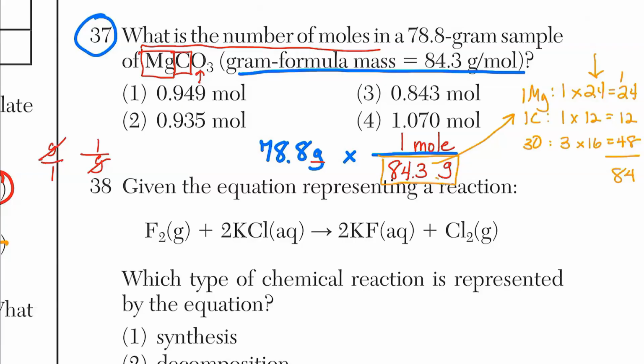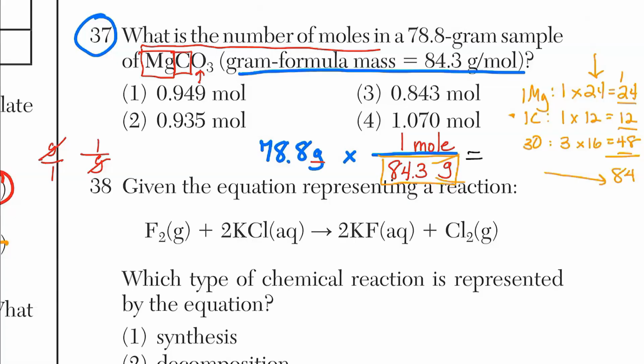The reason why I don't get the same answer is because I've rounded. But you can round on the Regents. I'm doing this because they could have asked for the formula mass. They didn't. I know, Mr. Grodsky, just get to the problem, please. All right, well now we just got to do the math. So let's do the math. I got my handy dandy calculator, and I'm going to take my 78.8 and divide by 84.3.